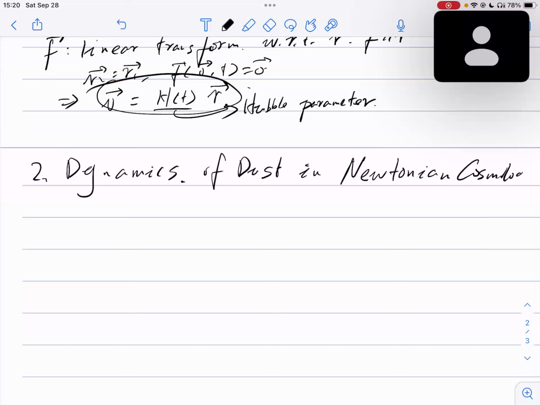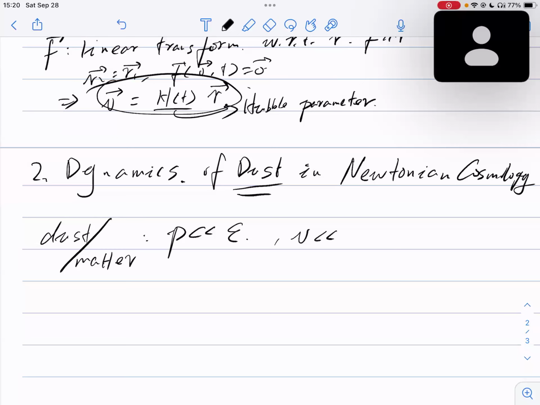We can use dust or matter, both of which mean that it represents non-relativistic particles. So for dust or matter, we mean that it's non-relativistic. So the pressure is much less than the energy density, and velocity is much less than c, which in natural units is 1.